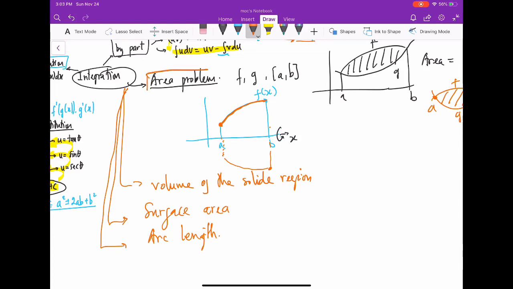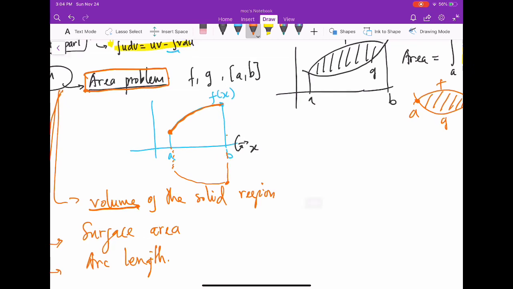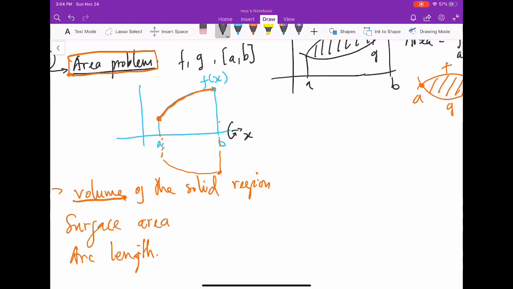The first one is the area problem. The second one is the volume of a solid region. I think I have a table here. The third one is the surface area of that solid region, and the last one is the arc length of that curve on some interval. Okay? So let's talk about the volume of a solid region. For the volume of a solid region, we study two methods, the disk method and the shell method.